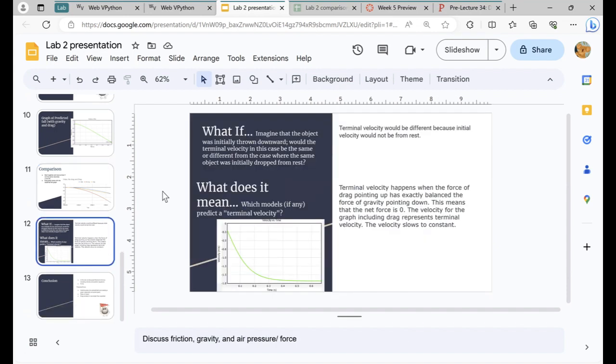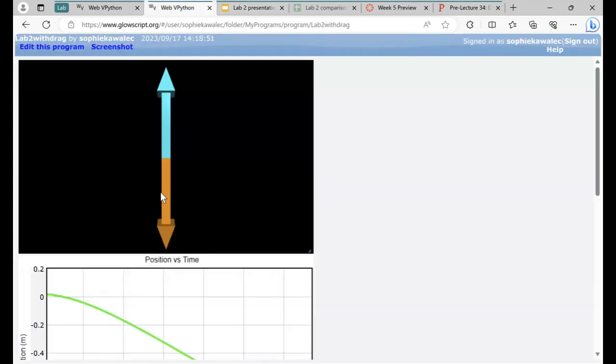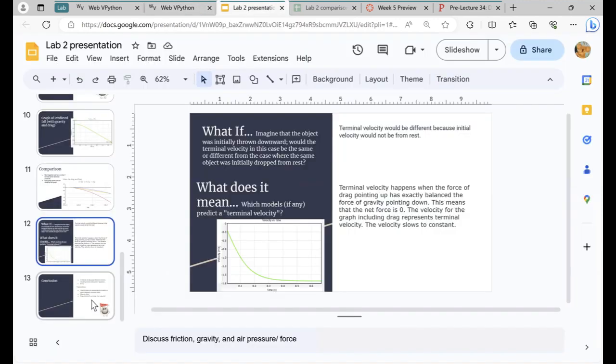So what if I threw it down rather than dropping it? Terminal velocity would be different because the initial velocity isn't from rest, because you have to incorporate the force of me throwing the ball down. This graph of drag, velocity versus time, is most accurate to terminal velocity because, as we see here, the velocity is slowing down to a constant negative velocity, making that net force equal 0. And like we saw with the arrows, they almost cancel out perfectly.